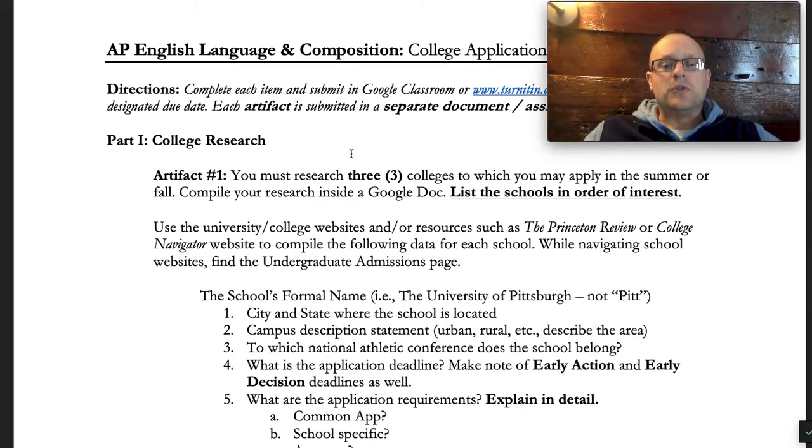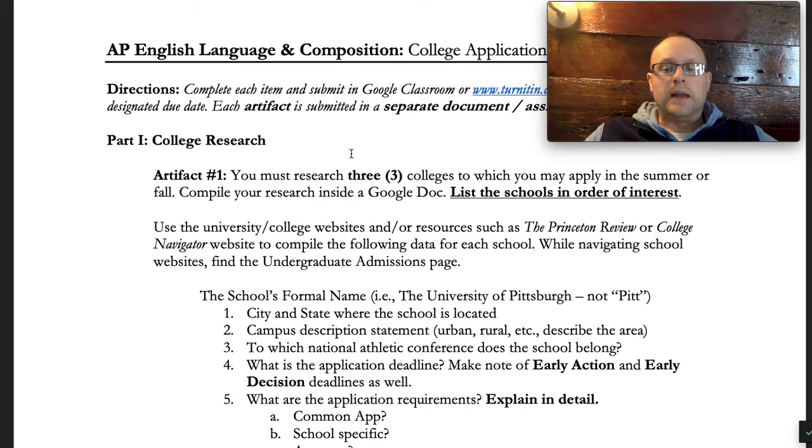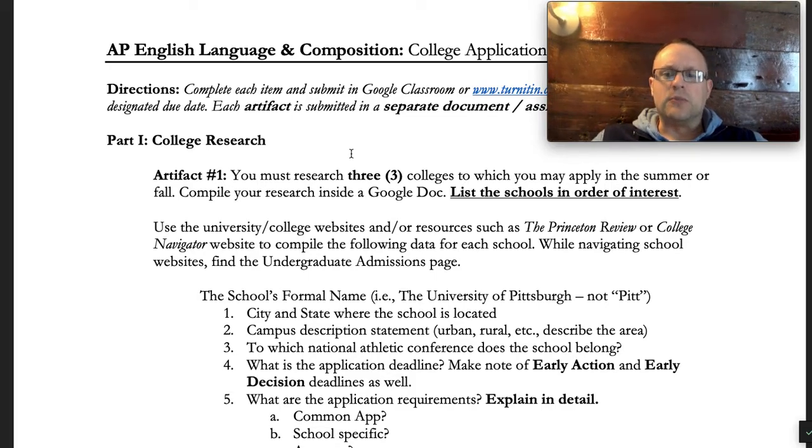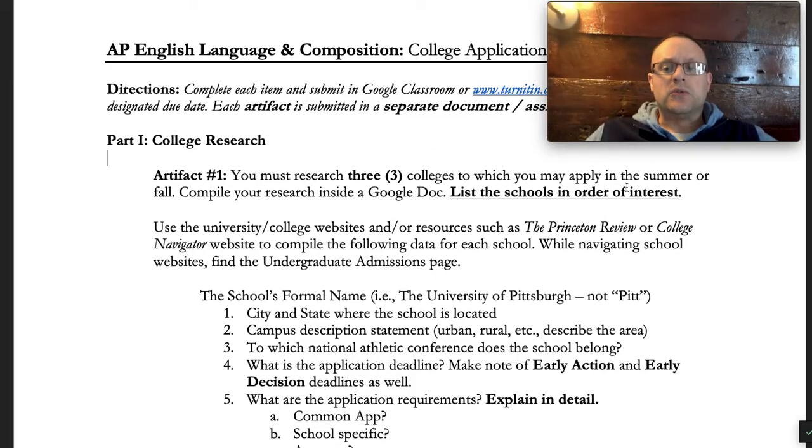But you're going to research what would be 3 schools that you would look at trying to apply to in the fall, and you're going to compile this research into a Google Doc, which I've already pretty much put together for you. So it's a chart. It's not really like an essay that you're going to be doing. But I do want you to list the schools in order of interest.